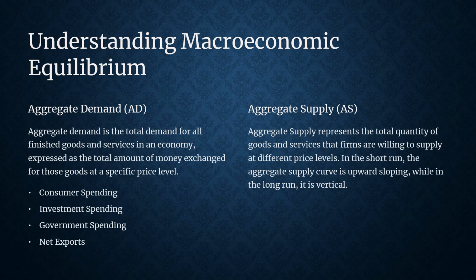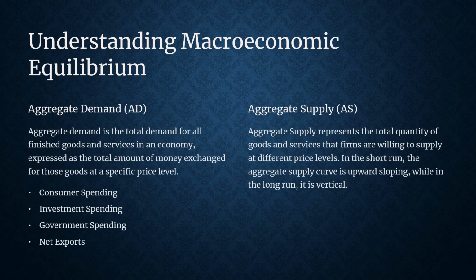Now let us understand the macroeconomic equilibrium. Here we have two things: aggregate demand, which is referred to as AD, and aggregate supply. Aggregate demand is the total demand for all finished goods and services in an economy, expressed as the total amount of money exchanged for those goods at a specific price level. This contains consumer spending, investment spending, government spending, and net exports.